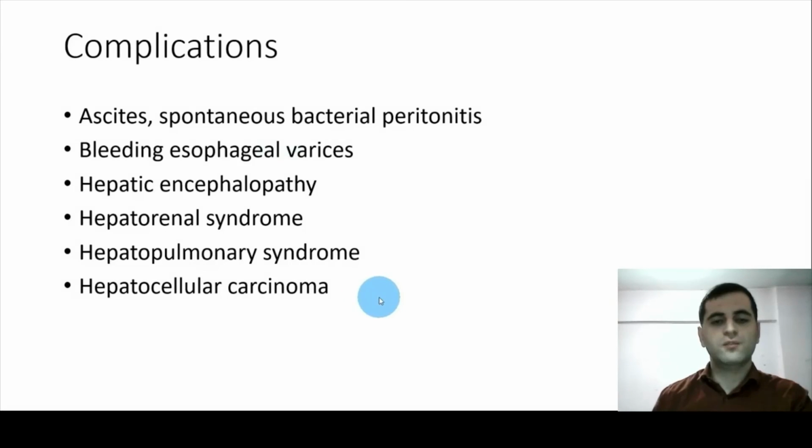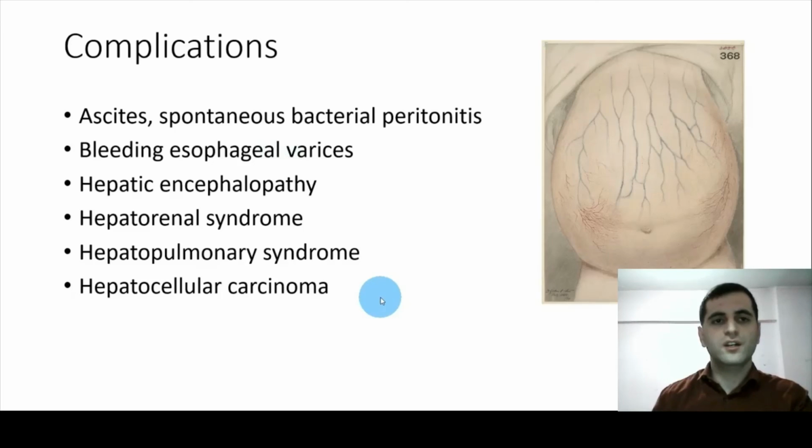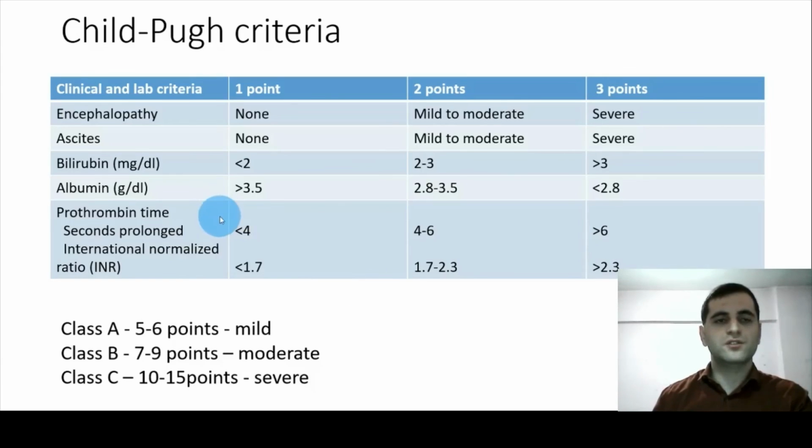In order to determine the prognosis of cirrhosis, the Child-Pugh criteria is used. The criteria is composed of the presence or absence of encephalopathy, ascites, the amount of bilirubin, albumin, and also prothrombin time. The minimum amount of points that a patient can get is 5, and it is considered mild cirrhosis. As the patient's symptoms get worse, the points he gets increase.